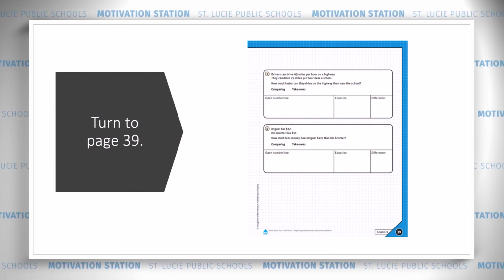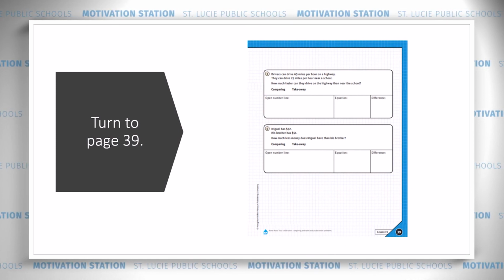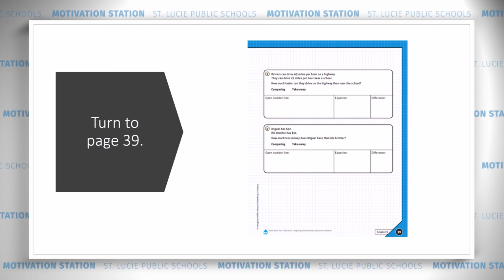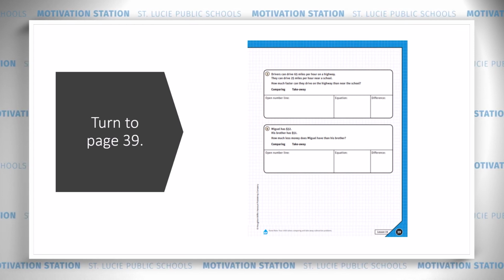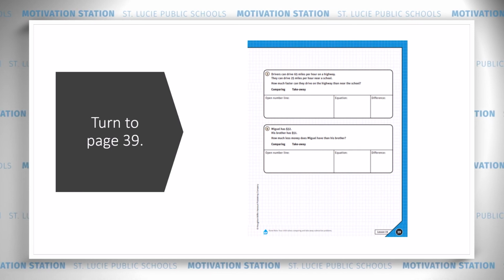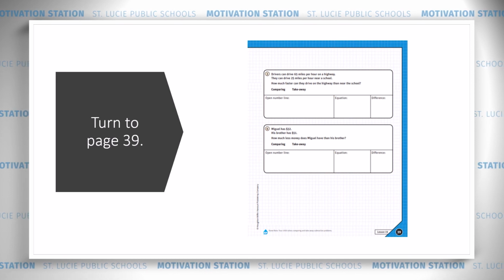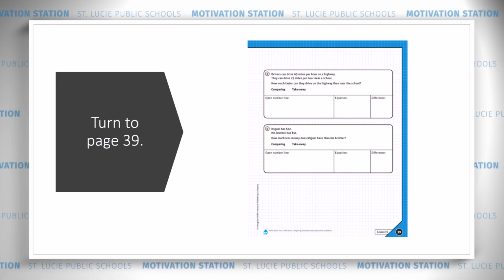Turn to page 39. On page 39, you will see numbers 3 and 4. You will do these just like we did numbers 1 and 2. If it's a comparing problem, please show the addition and the subtraction. If it's a takeaway, of course you just show the subtraction.